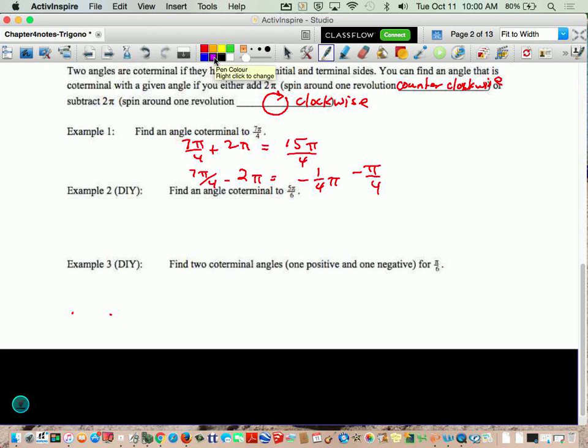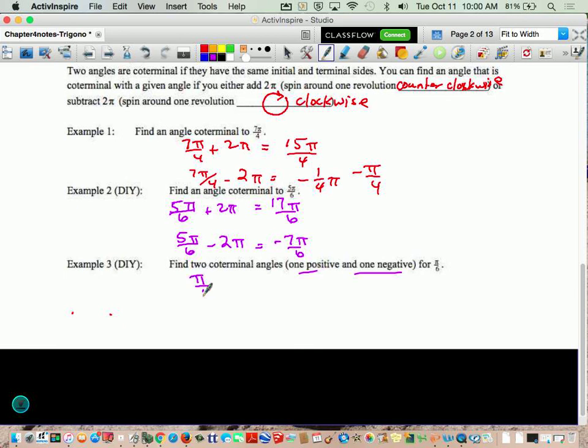Alright, so hopefully you paused the video, and what you're going to do is take your 5 pi over 6 and add 2 pi. You're going to take your 5 pi over 6 and subtract 2 pi. When you add your 2 pi, you're going to end up with 17 pi over 6. And when you subtract your 2 pi, you'll end up with negative 7 pi over 6. The easiest is just to go into the calculator. You can certainly get common denominators for these and do it that way. So again, they want one positive, one negative.